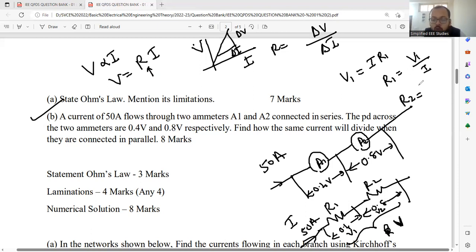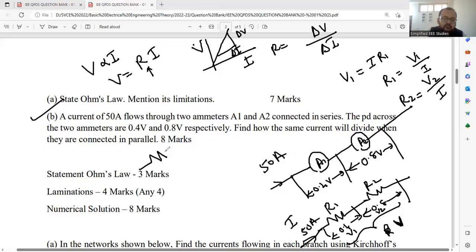How do you calculate R2? R2 is nothing but V2, which means voltage across R2, because in series voltage divides. The voltage is getting divided. V2 divided by total current. You can calculate R1 and R2. Later, what you can do?